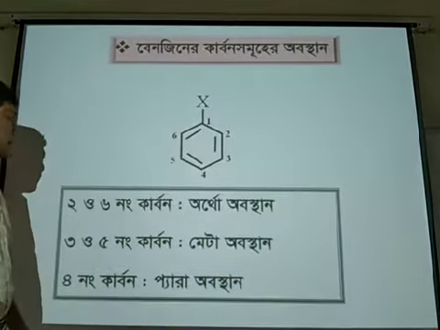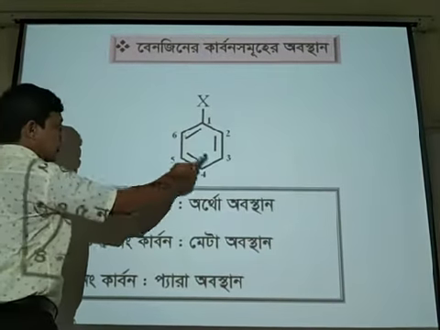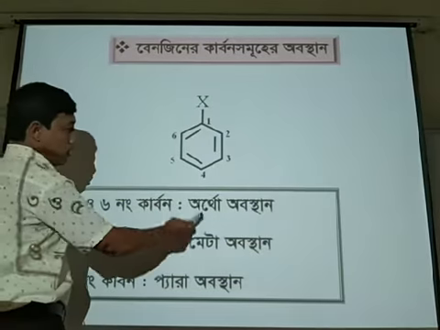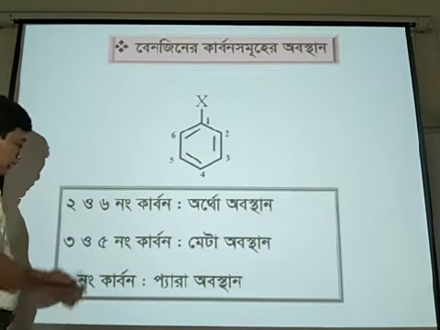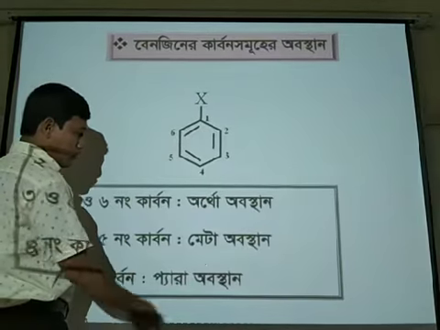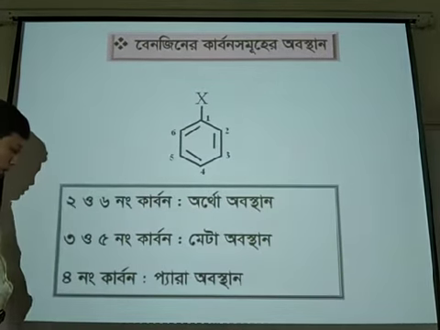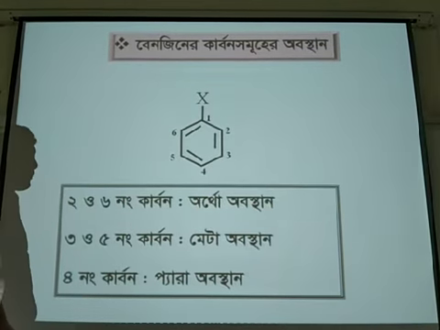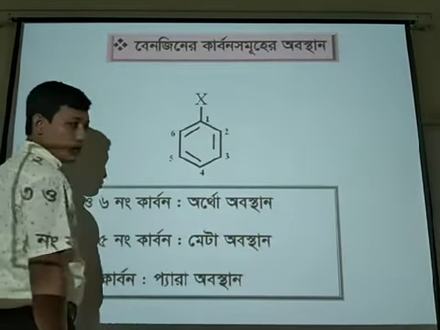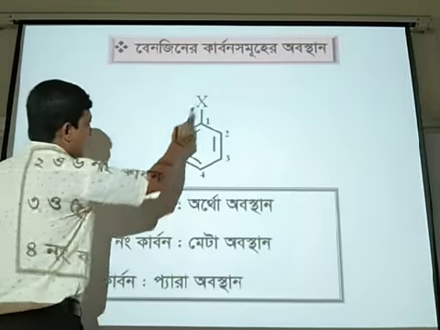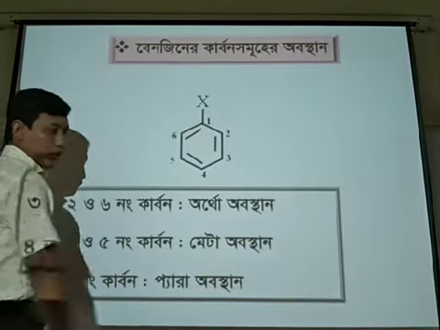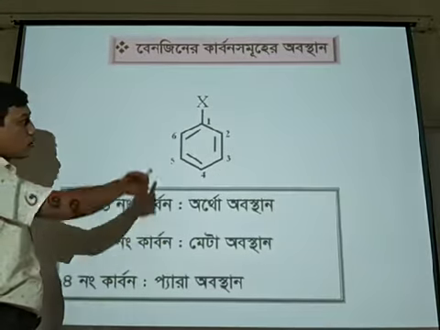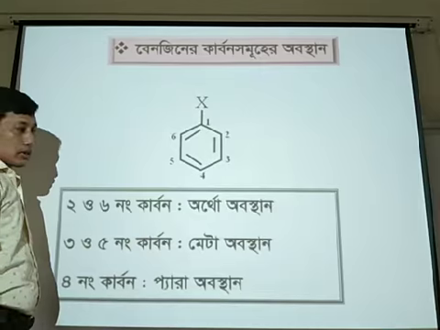Dear student, here this is 2 and this is 6. Carbons 2 and 6 are known as the ortho position. Carbons 3 and 5 are known as the meta position. And carbon number 4 is known as the para position. Ortho means near. In respect of carbon atom 1, positions 2 and 6 are the nearest carbon atoms. So this is known as the ortho position.